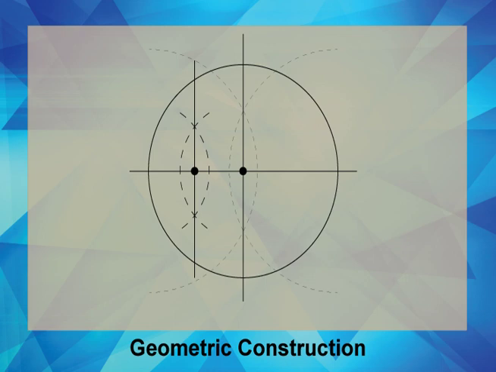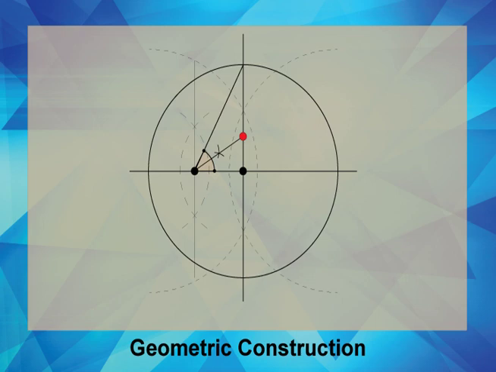Next, construct the angle shown. We need to bisect the angle highlighted. Create 2 arcs as shown. The angle bisector passes through the intersecting arcs.